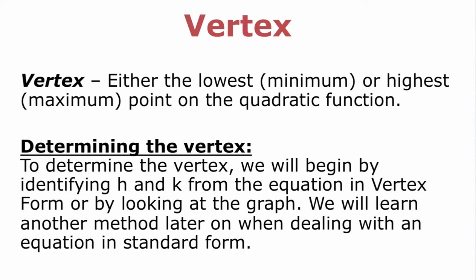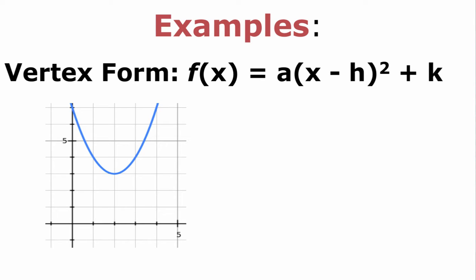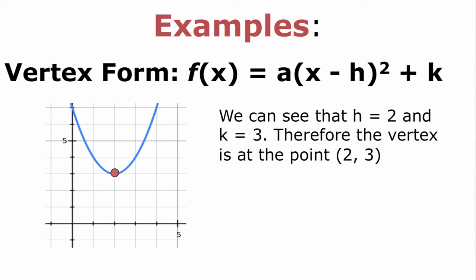To determine the vertex on your coordinate plane, we will begin by identifying the h and the k that we talked about earlier in the equation of vertex form, or simply by looking at the graph. We will learn another method later when we're dealing with standard form, but that won't be covered in this video. In cases where your graph is already provided for you, all you have to do is to look at the bottom of your parabola or U-shape and look for the point of symmetry at the bottom of your graph. In this particular case, it's the point 2, 3, so that would be considered your vertex. Your h is 2 and your k is 3.